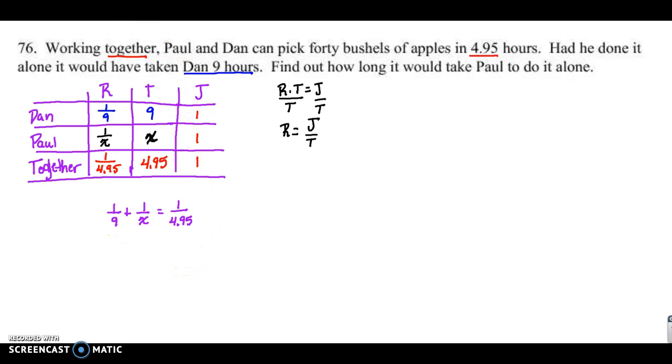Now to solve this, we could find our common denominator. If your teacher had you do common denominators, if they had you do the shortcut, that's perfectly fine, whichever way you did. I taught using a common denominator, and my students learn that they're going to multiply these two numbers together, and when you multiply those together, you get 44.55. So my common denominator is going to be 44.55x for each one of these.